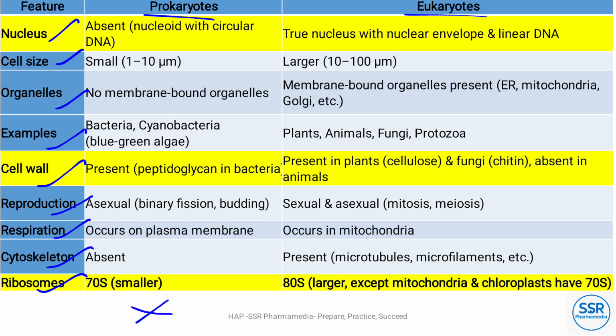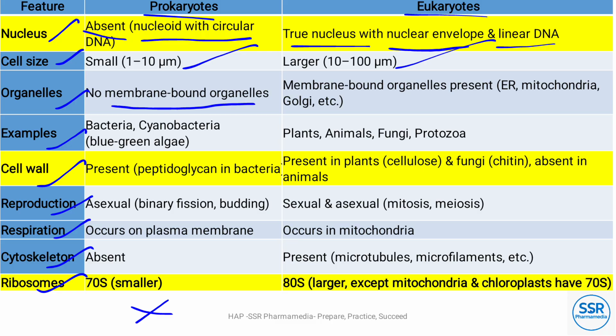Nucleus: in prokaryotes it is absent, but a nucleoid with circular DNA is present. In eukaryotes, a true nucleus with nuclear envelope and linear DNA. Cell size: prokaryotes 1 to 2 micron, a small size; eukaryotes 10 to 100 micrometer, a large size. Organelles: prokaryotes have no membrane bounded organelles, but eukaryotes have membrane bounded organelles like mitochondria and Golgi, etc.